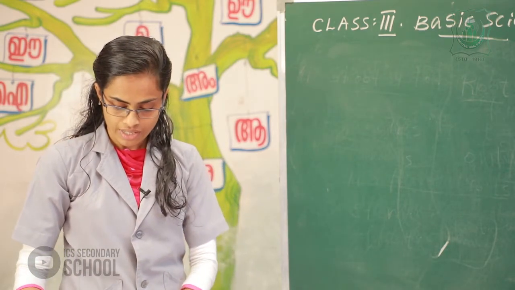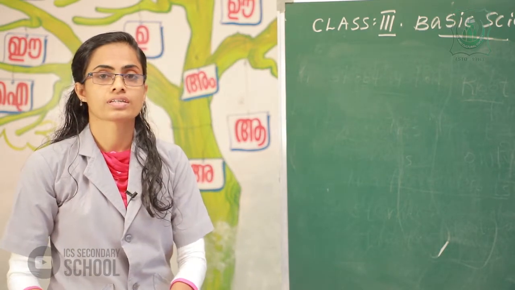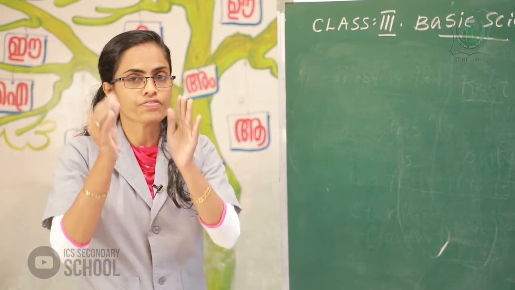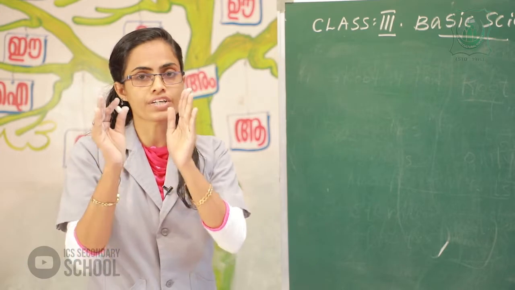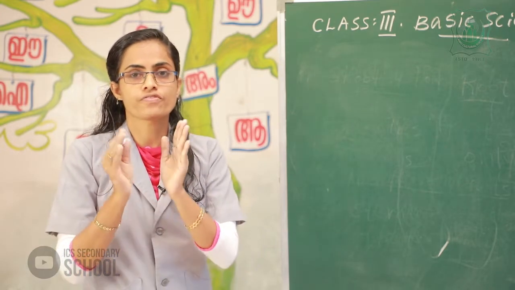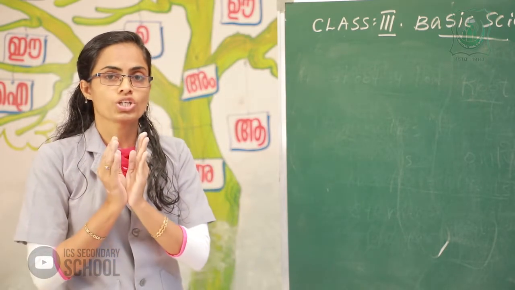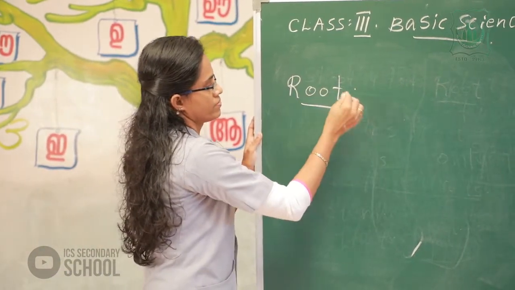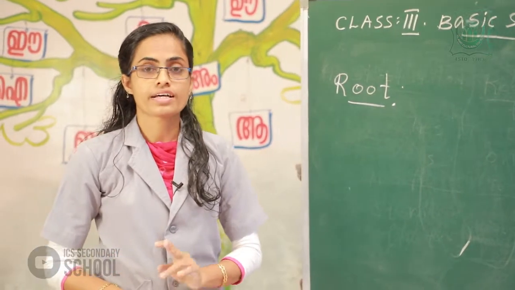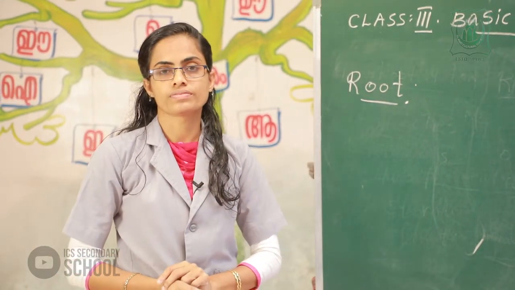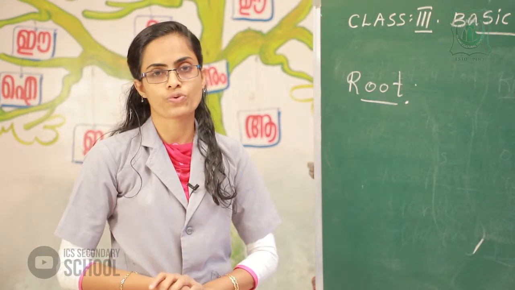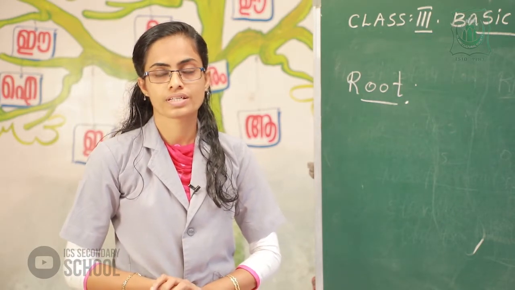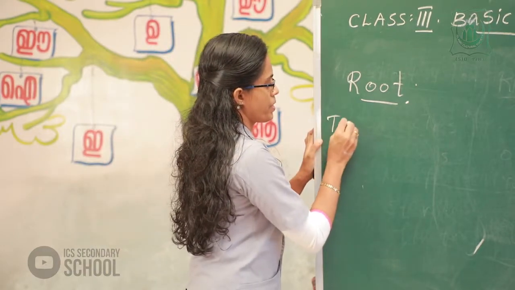The next one, first all of you study the different parts of a plant, and first we study the root. There are two types of root: taproot and fibrous root.